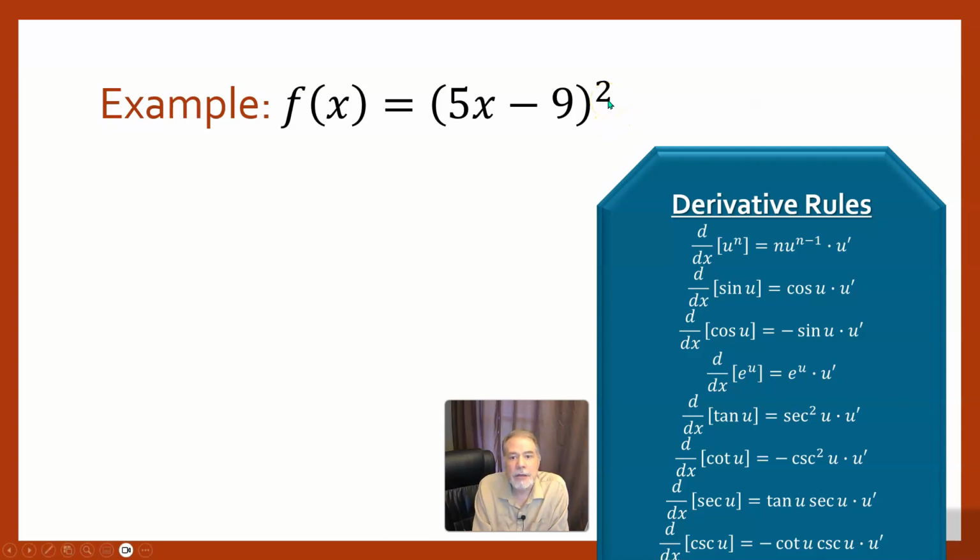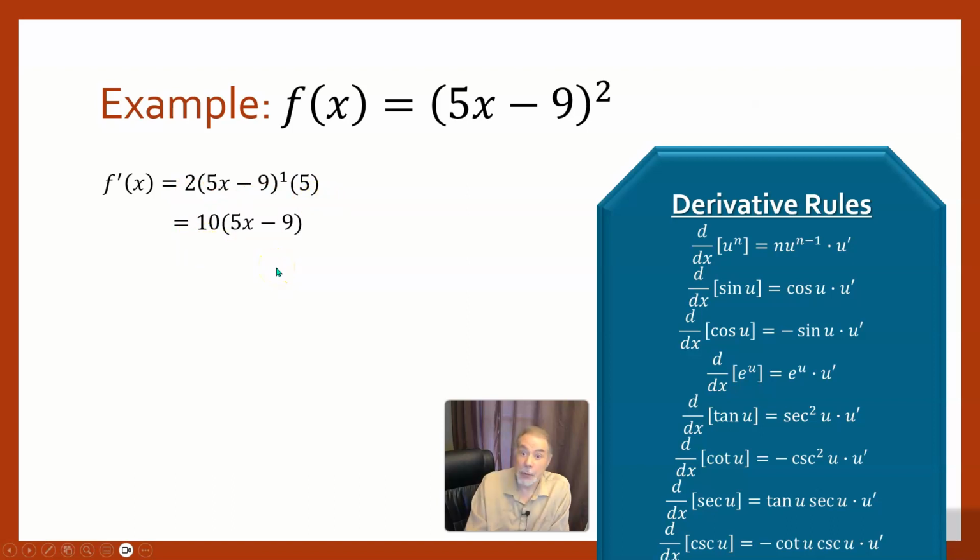So here that would be the power 2 times the something, 5x minus 9, to the 2 minus 1, or 1 power, times the derivative of the something. So here the derivative of 5x minus 9 is just 5. So we got 2 times 5x minus 9, just to the first power, times 5. We can multiply together the 2 and the 5 and write it as 10 times 5x minus 9. And we could leave it like that, or we could multiply through and write it as 50x minus 90. So either one of those would be a perfectly good way of writing the derivative.